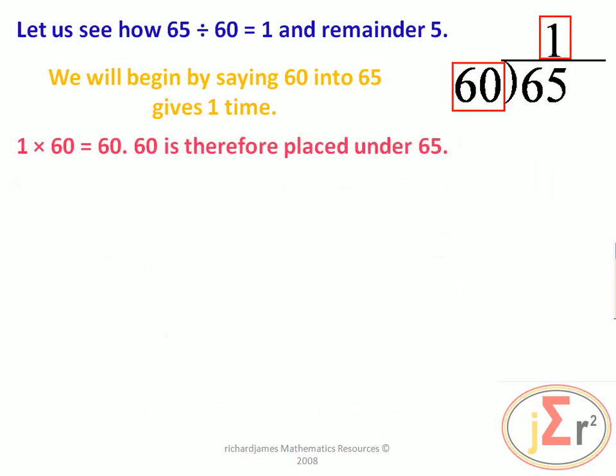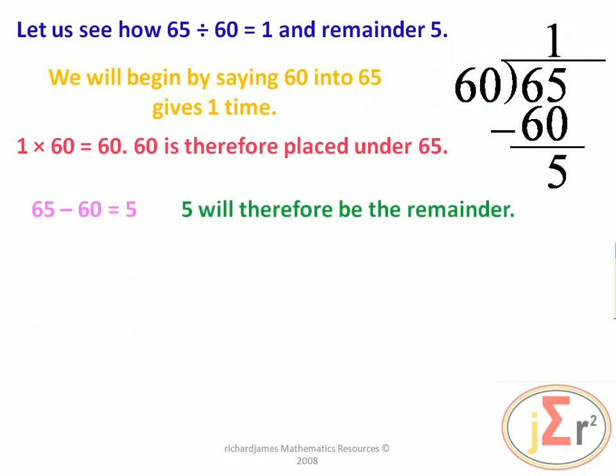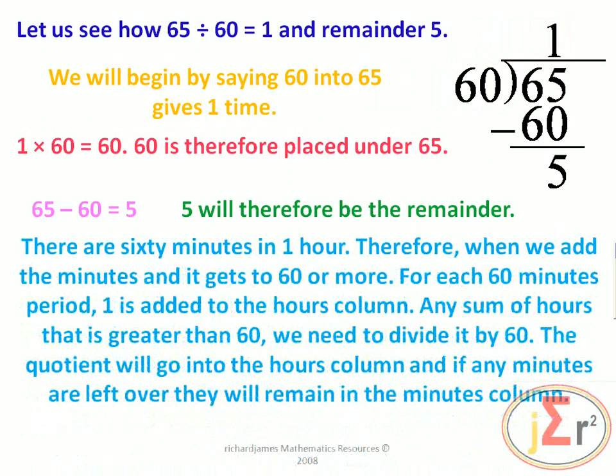1 multiplied by 60 is equal to 60. It goes there. And what do we do after that? Draw a line, put in your subtraction sign, and then take away 60 from 65 is 5. All right, Jerry, right on the ball. He said, draw a line, put in your subtraction sign, and then take away 60 from 65, and the result will be 5, just like that. So 5 will therefore be the remainder.